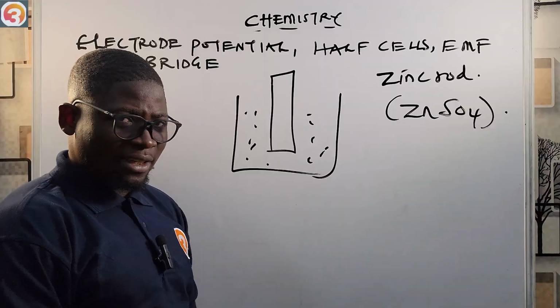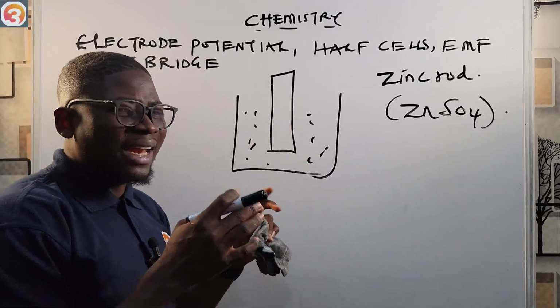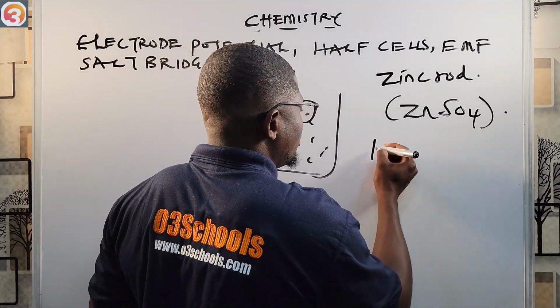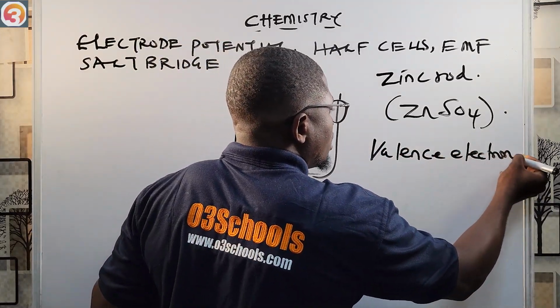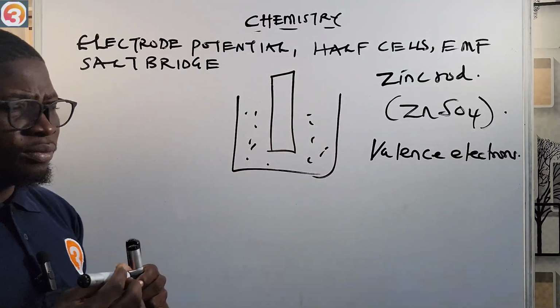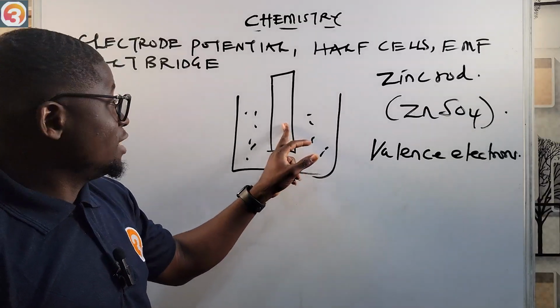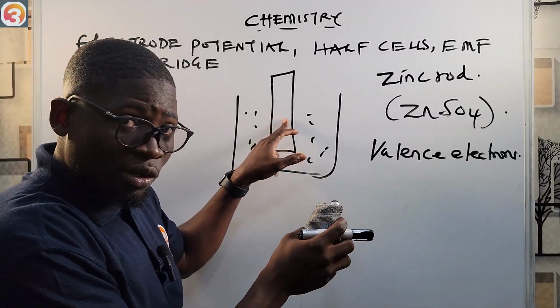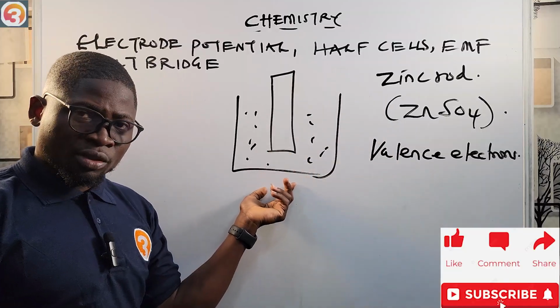What happens is that some of the metal ions in this metal rod leave behind some valence electrons and go into the solution.